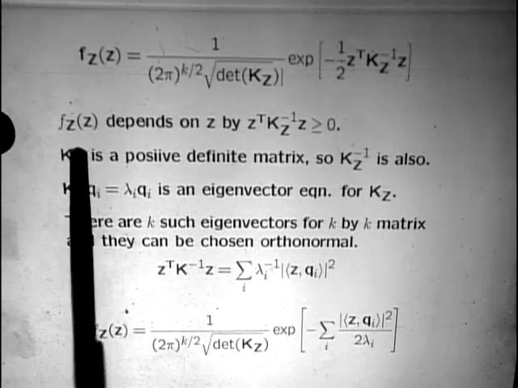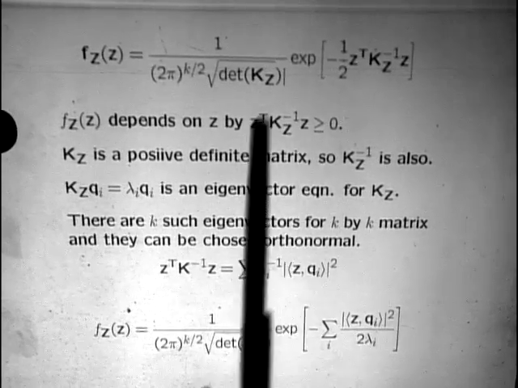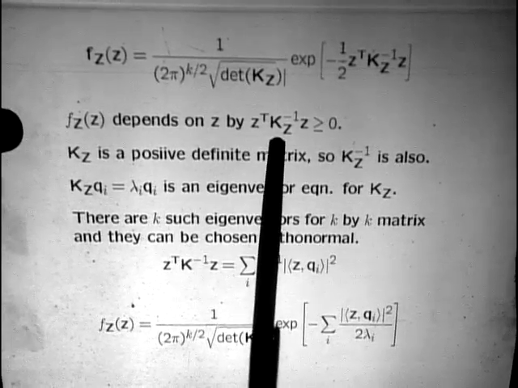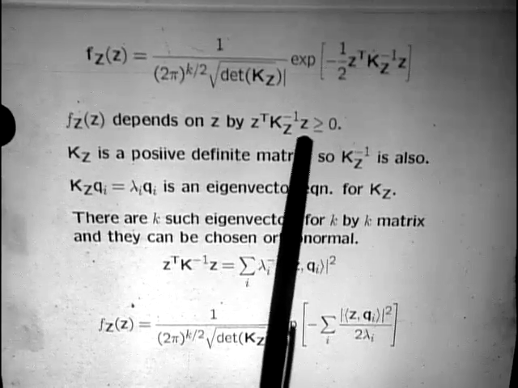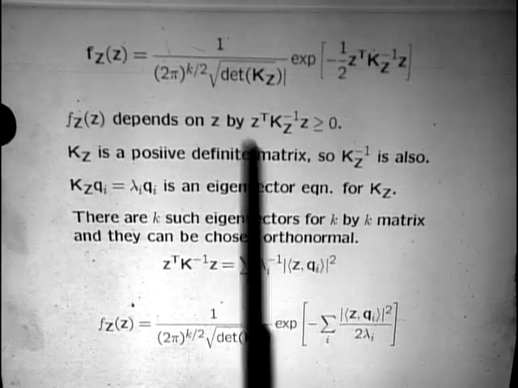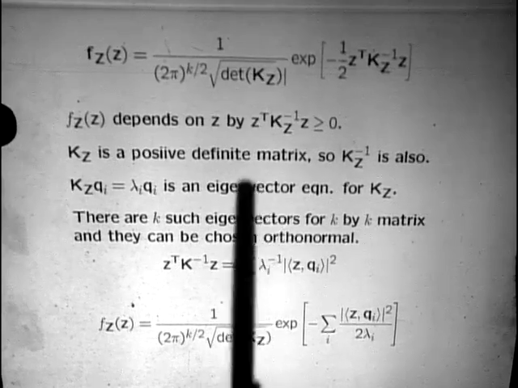Okay, we've said the probability density depends on this bilinear form, z transpose times Kz to the minus 1 times z. What is this? Is this a matrix or a vector or what?